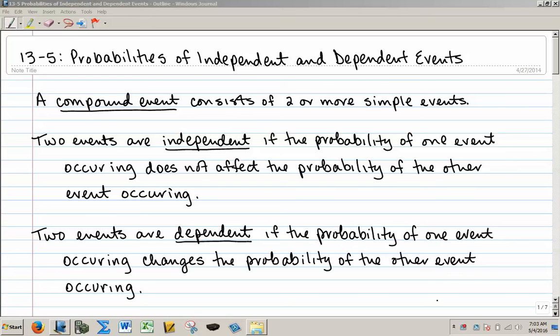Question 13.5 is on probabilities of independent and dependent events. A compound event consists of two or more simple events, and two events are independent if the probability of one event occurring does not affect the probability of the other event occurring. And the two events are dependent if the probability of one event occurring changes the probability of the other event occurring.